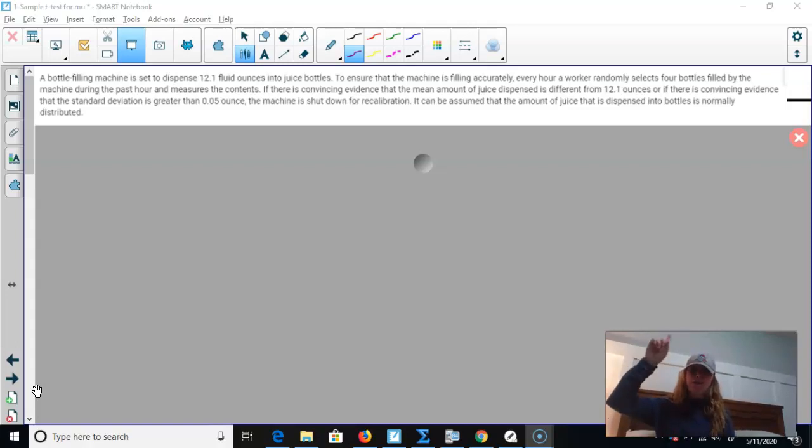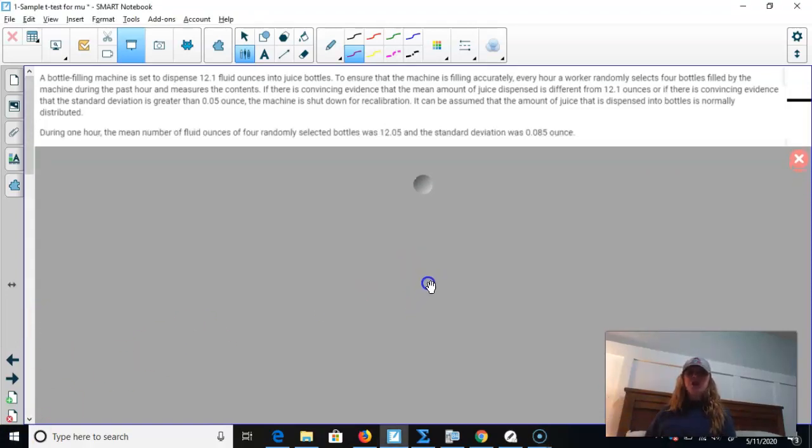That's awesome because that means our normal condition is checked. Okay, during 1 hour, the mean number of fluid ounces of 4 randomly selected bottles was 12.05. We know right away that this is an x-bar. How do I know that? Because this 12.05 is describing these 4 randomly selected bottles. With the standard deviation of 0.085, that's an Sx. That is not a sigma, because that again is describing the 4 randomly selected bottles.